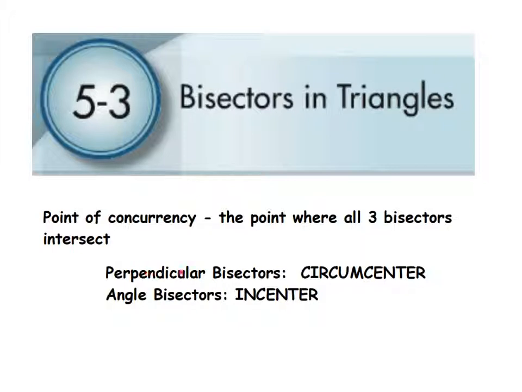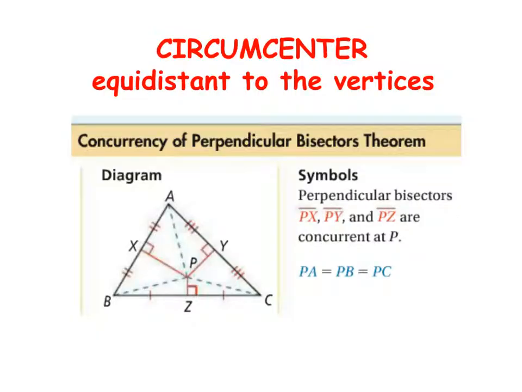If we are doing perpendicular bisectors, the name of that point of concurrency is called the circumcenter. If you're doing angle bisectors, it's going to meet at a different place, and that's called the incenter. So let's start with the circumcenter.